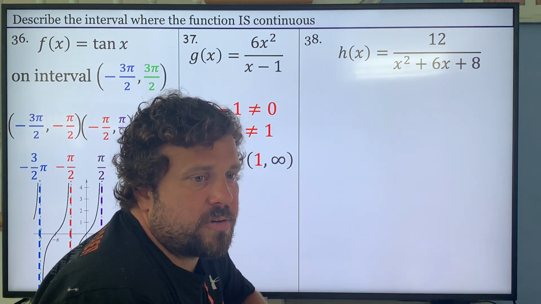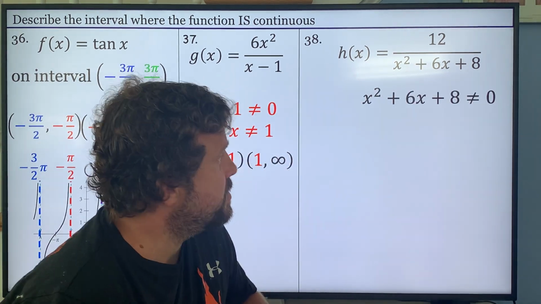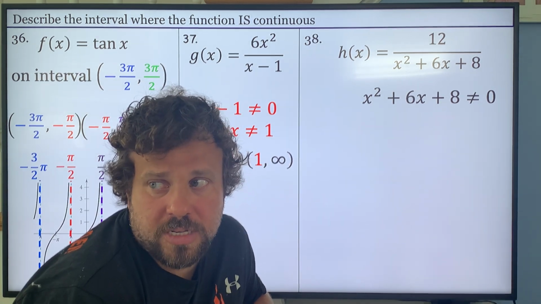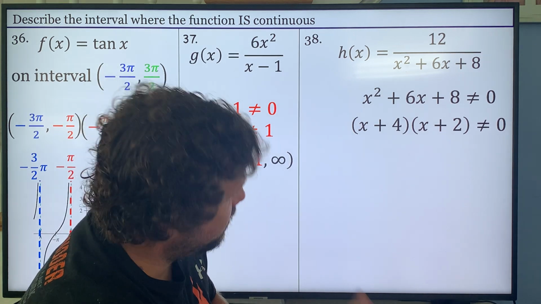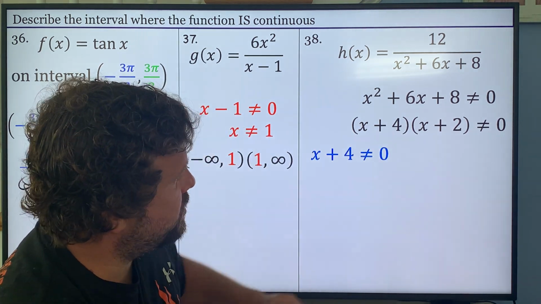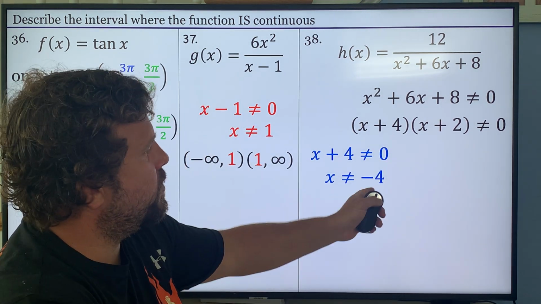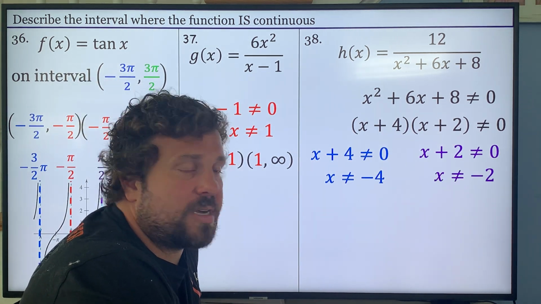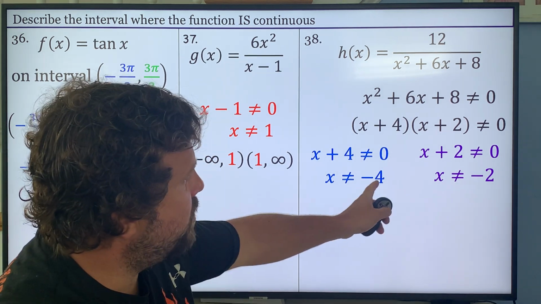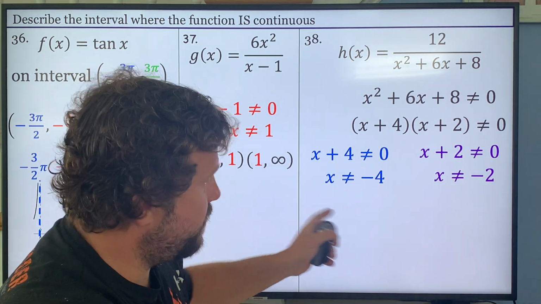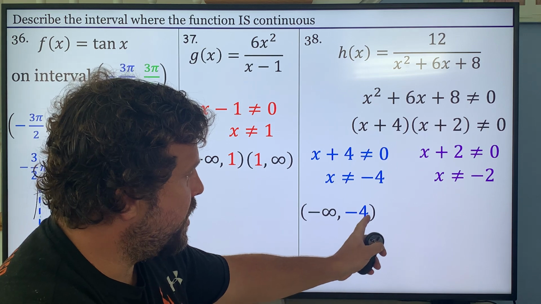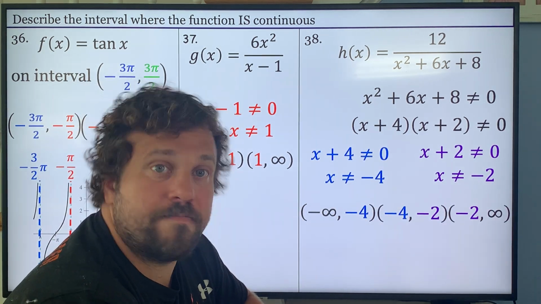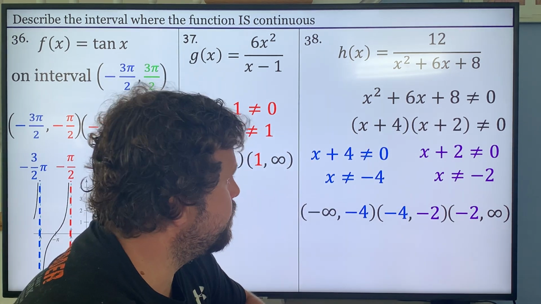When the denominator is 0, this graph is not continuous. When is the denominator 0? Can you factor that? Factors of 8 that add up to 6: 4 and 2. X plus 4, x plus 2. X plus 4 can't equal 0, so subtract 4 from both sides, x cannot equal negative 4. X plus 2 can't equal 0, subtract 2 from both sides, x can't equal negative 2. So negative 4 comes before negative 2 from left to right. So you've got negative infinity to negative 4, negative 4 to negative 2, and negative 2 to infinity. Got it? Awesome.